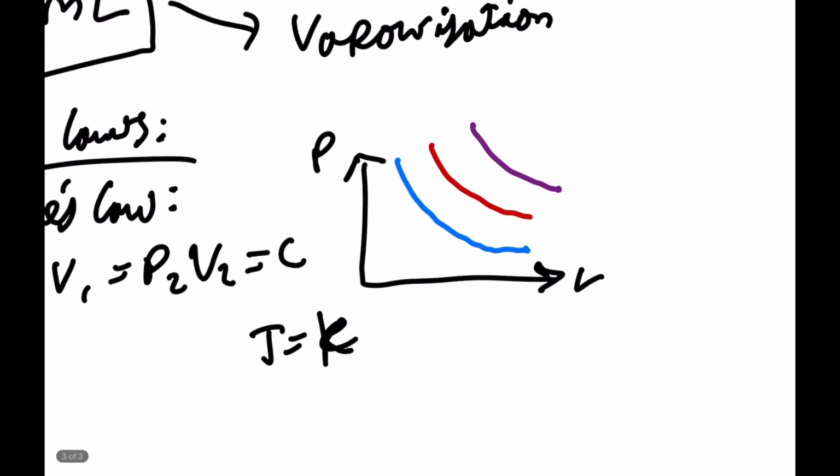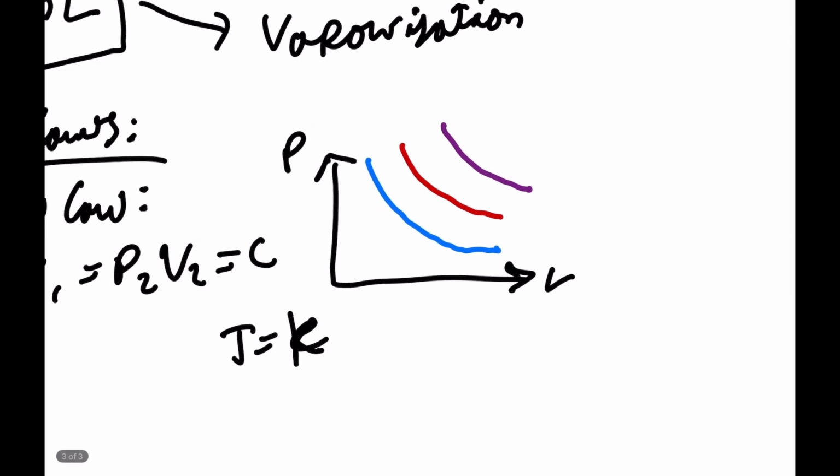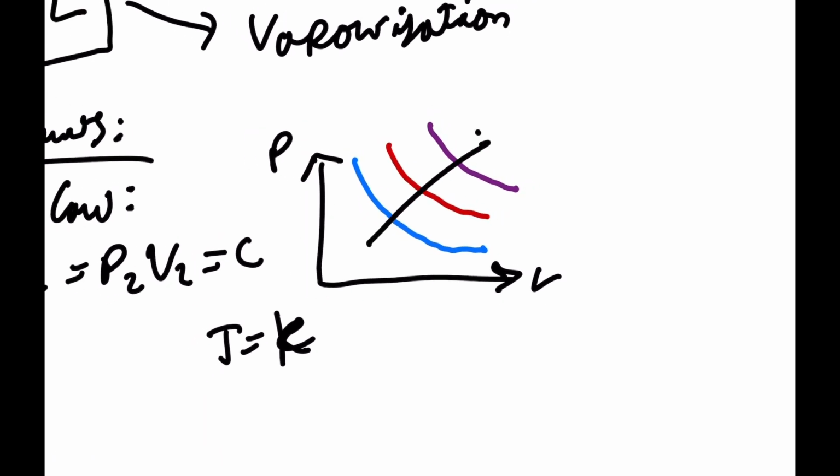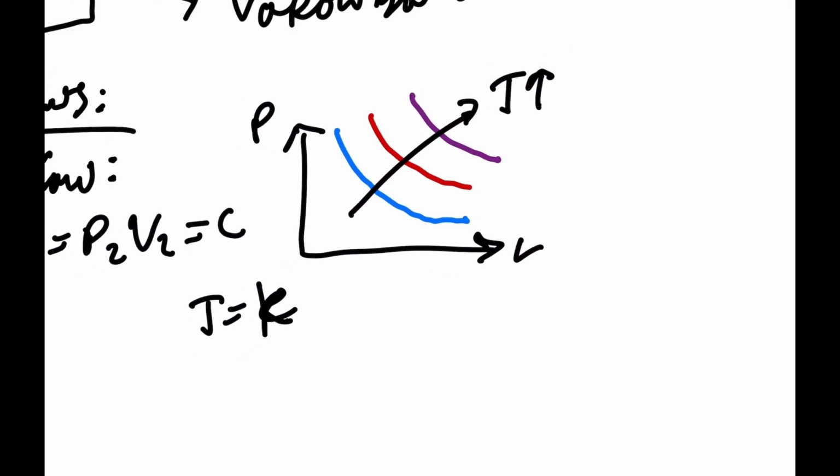The more temperature you have, the further the curve is away from the origin. So if you go out here, temperature increases. Each graph corresponds to a constant temperature, but larger temperatures are further away from the origin.